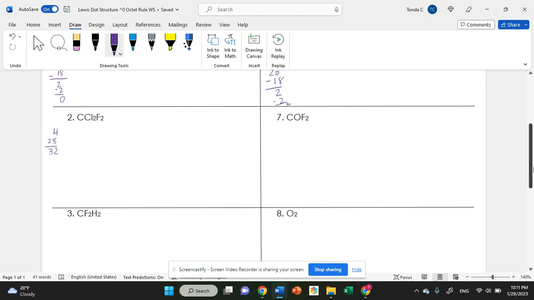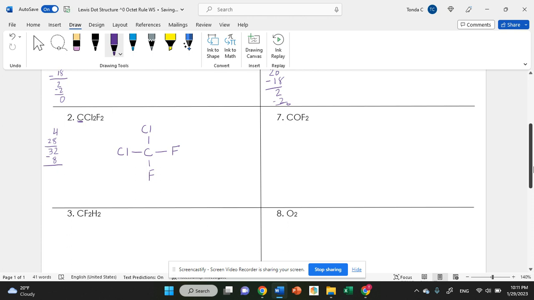So then what I need to do is figure out who's going to go in the middle. Remember, if you're ever given carbon, it's always going to go in the middle. And then you're going to put the other ones around it. Now, it doesn't really matter how the other ones go around it, as long as they're there somewhere. So I'm going to draw my bonds to each of those 4, and that allows me to use 8 electrons.